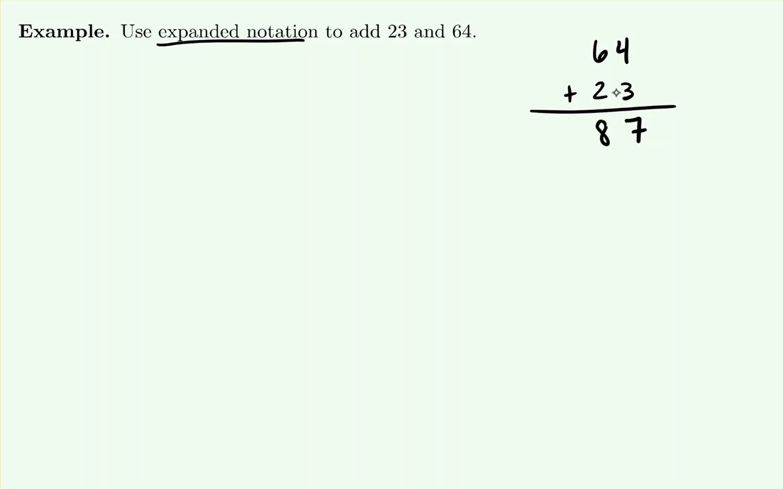But this is not expanded notation. To add things in expanded notation, we first want to break down what these numbers represent. 6 and then a 4 in our number system means 6 times 10, because it's 60, plus 4 ones, which we know we could write as 4 times 1, or 4 times 10 to the 0. 6 times 10 is 6 times 10 to the first power, and we were adding this to 23, which is 2 tens, so 2 times 10 to the first power, plus 3 ones, so 3 times 10 to the 0 power.